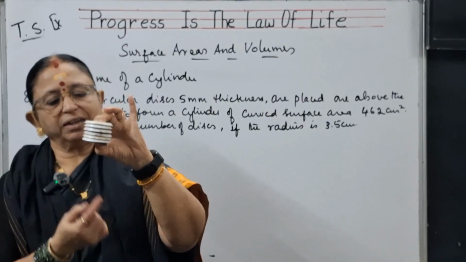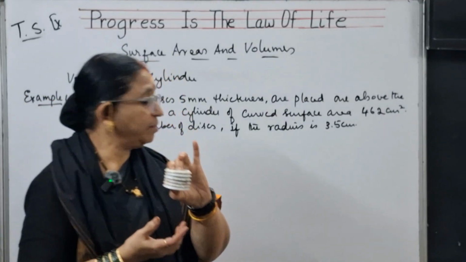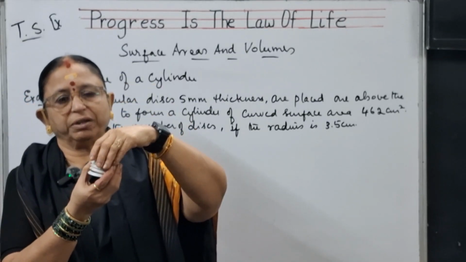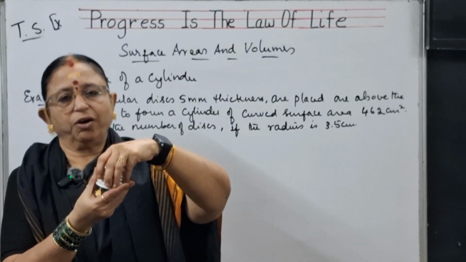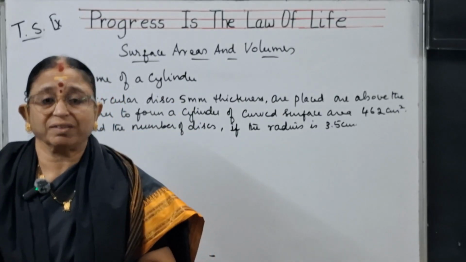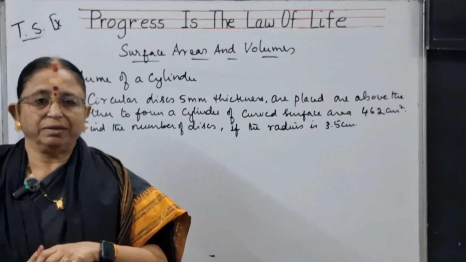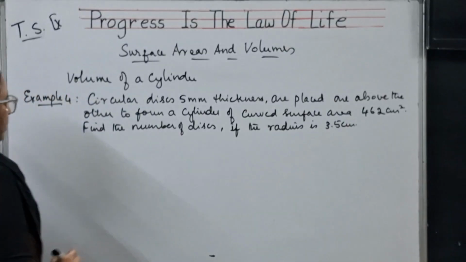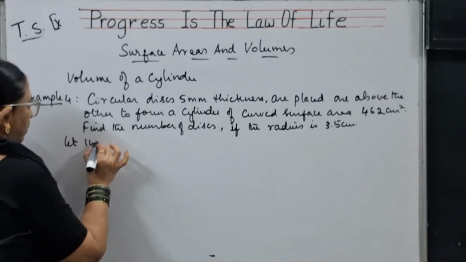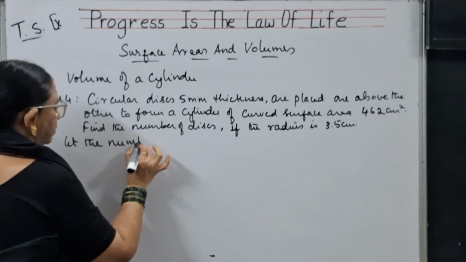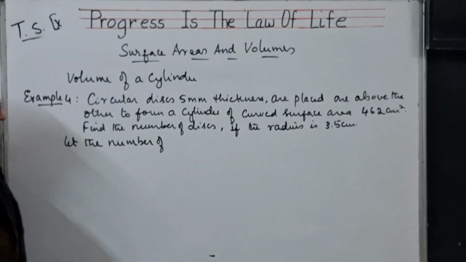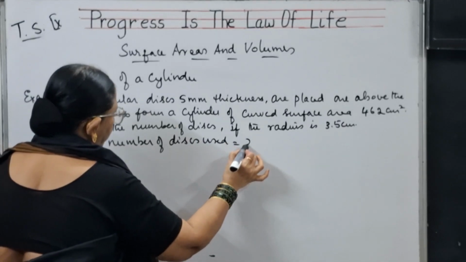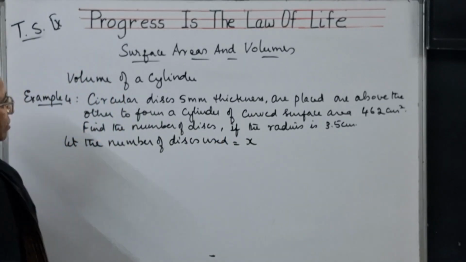Now for this cylinder, they have given the radius. Radius is 3.5 centimeters. Now the question is, how many discs? See, how many circular discs are used to form the cylinder? This is the question, children. So let us see. Let the number of discs used be equal to x. We don't know, so we are taking it as x.